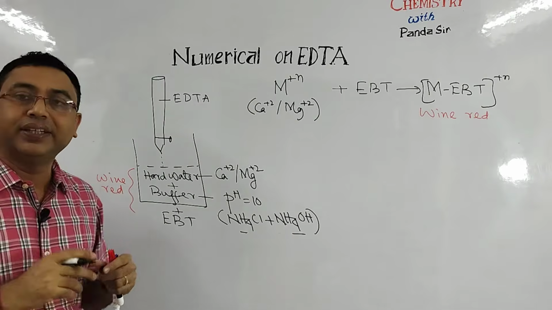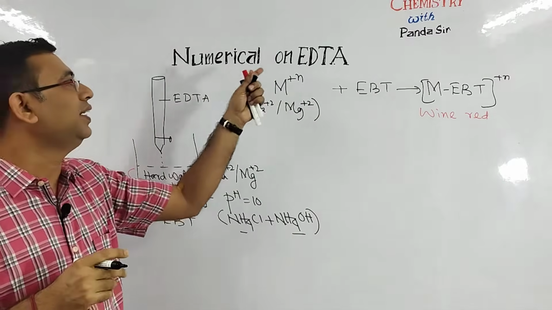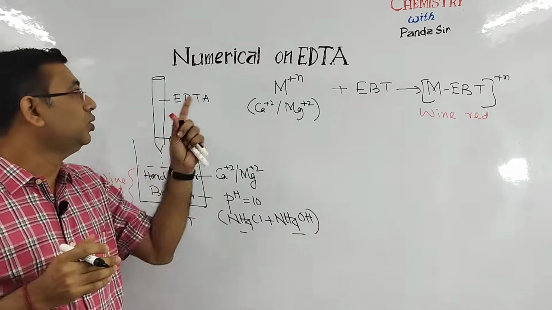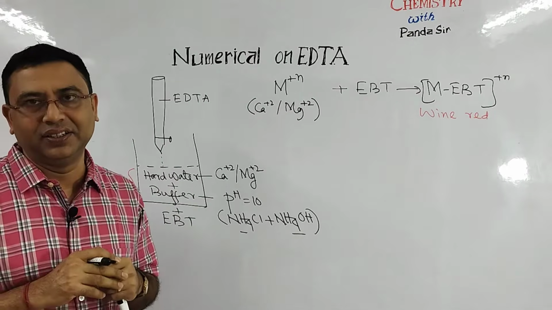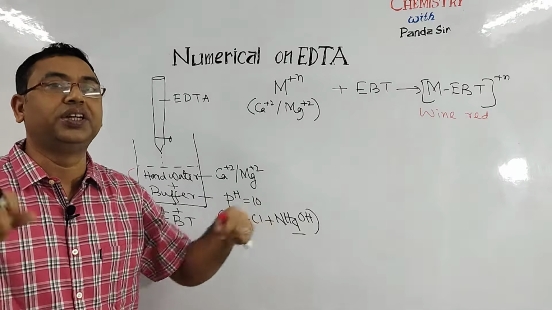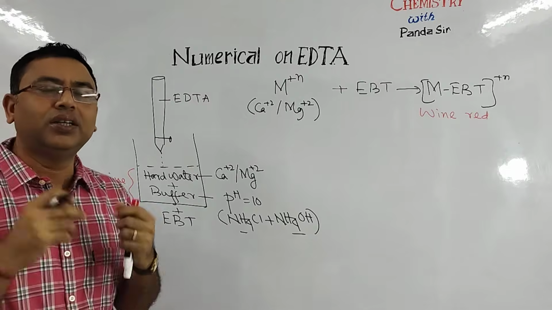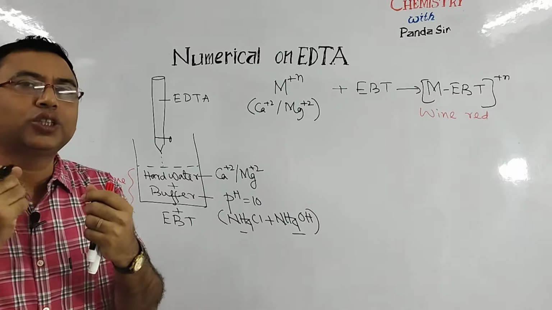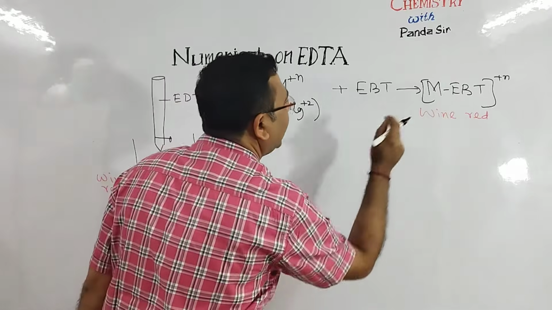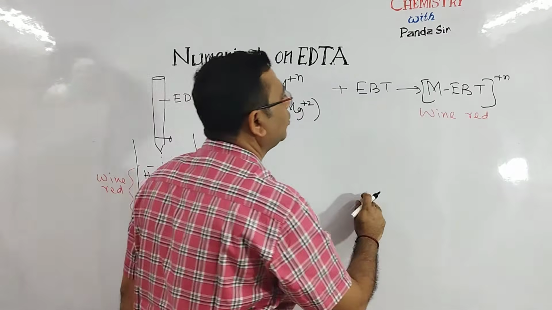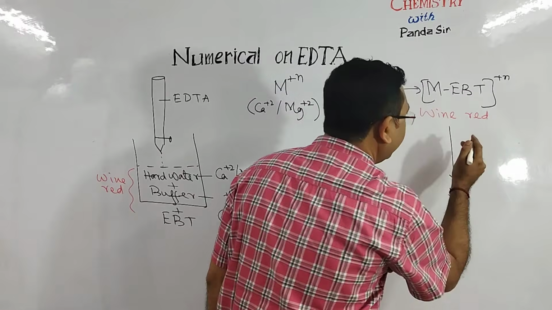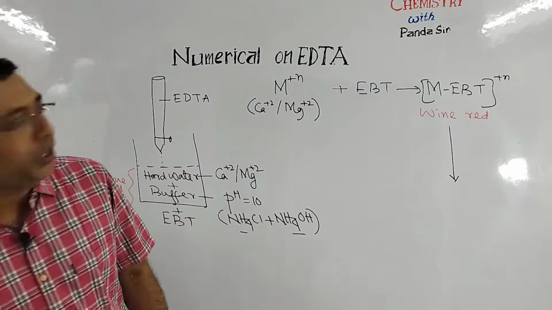Now EDTA, as I told you, is ethylene diamine tetraacetic acid. This one is a hexadentate ligand, so it has 6 donor centers. So now you understand that EDTA is a strong ligand. So what will happen is that EDTA will react with this metal-EBT complex. I can show it directly here, or else I can write one more equation.